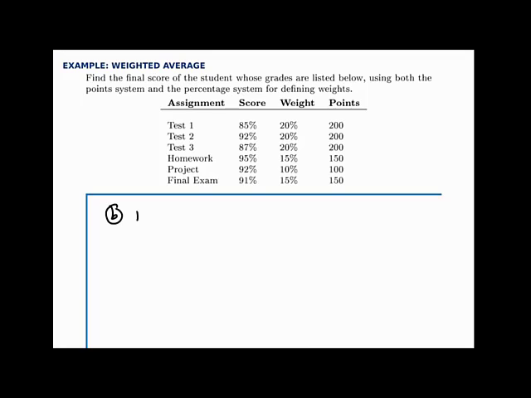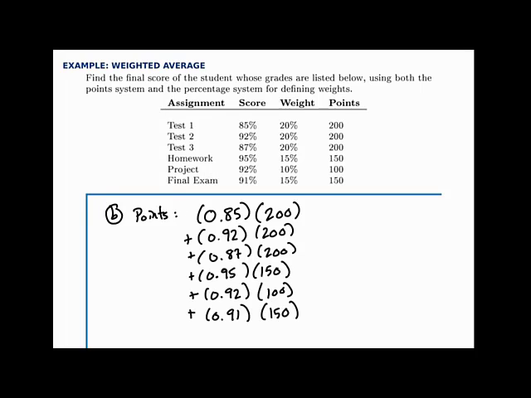Now let's do the same thing with a point system. And we're going to get the same answer, of course, but this time we have to do 2 steps, where first we multiply their score. So for the first category, they got 85% times the number of points they got, and then do that for all of them. And once we multiply and add all those up, we get 899 points.